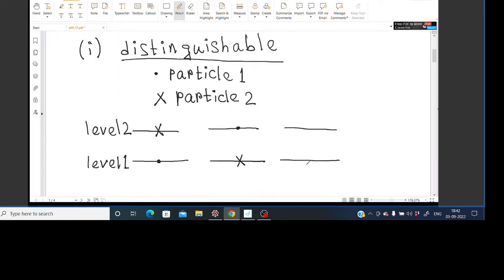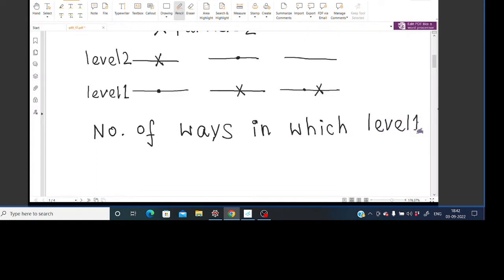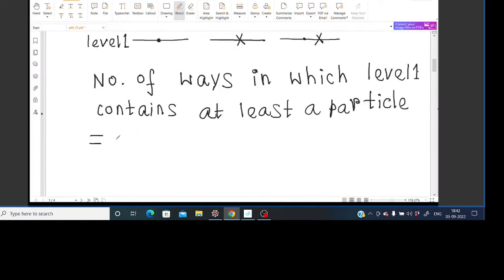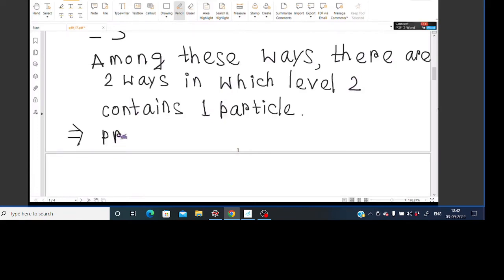We can also place both the particles at level 1. So, the number of ways in which level 1 contains at least one particle is equal to 3. Among these ways, there are two ways in which level 2 contains one particle. So, the probability that level 2 also contains one particle is equal to 2 over 3.